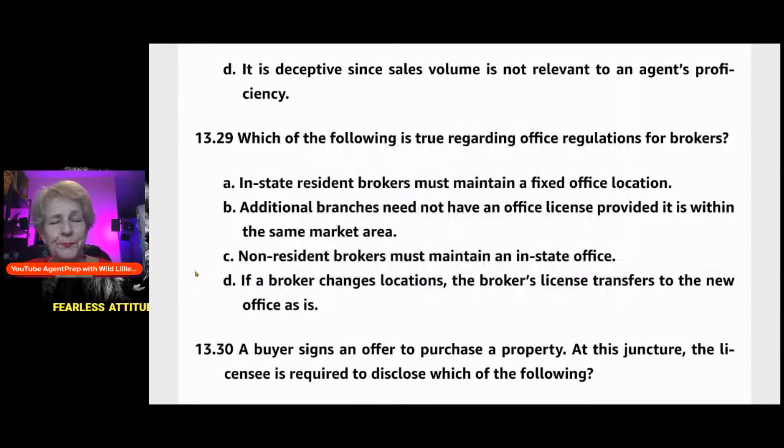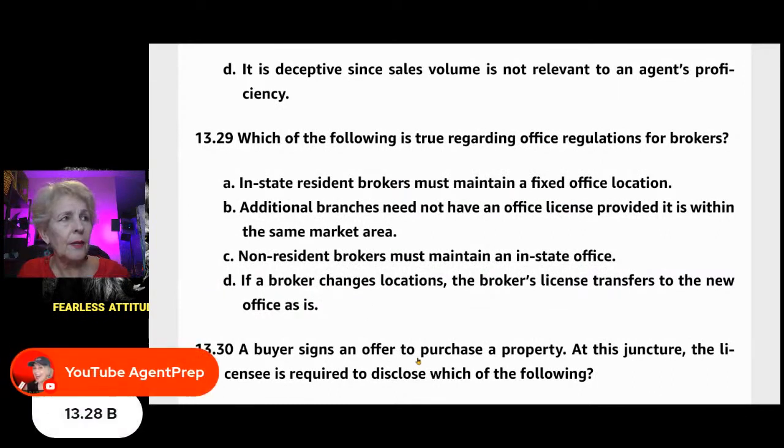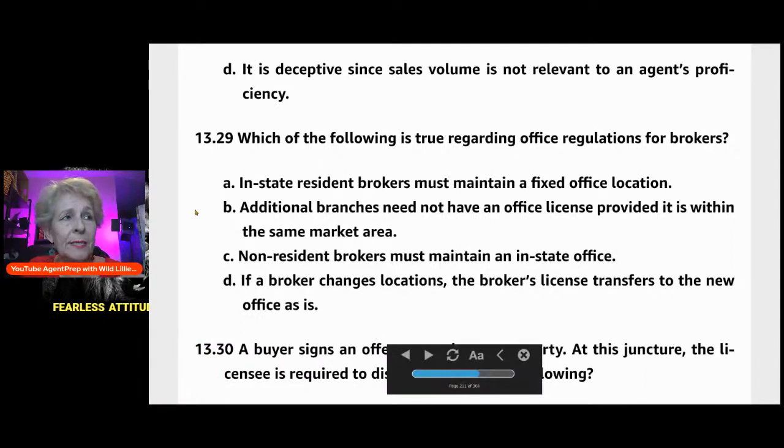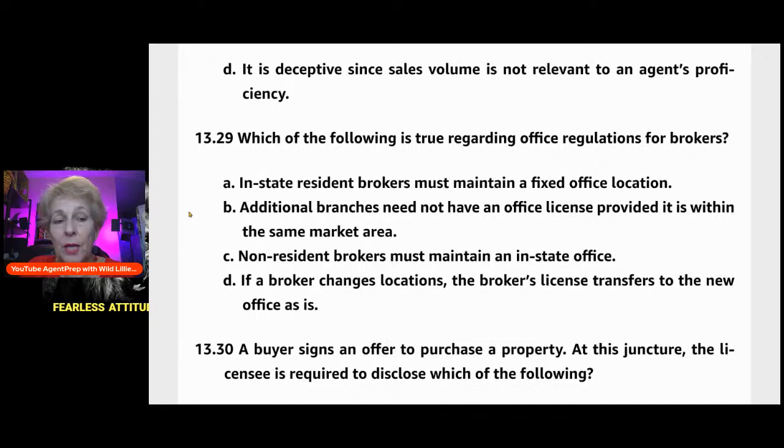Okay, number 29. Which of the following is true regarding office regulations for brokers? Again, this has to do with brokerage services. Which of the following is true regarding office regulations for brokerages or for brokers? A, in-state resident brokers must maintain a fixed office location. B, additional branches need not have an office license provided it is within the same market area. C, non-resident brokers must maintain an in-state office. Or D, if a broker changes locations, the broker's license transfers to the new office as is.